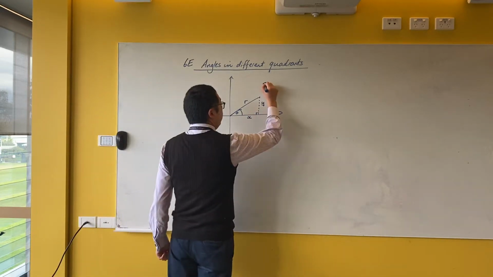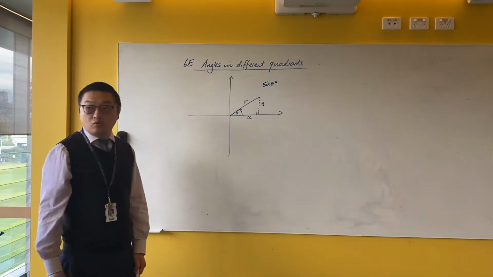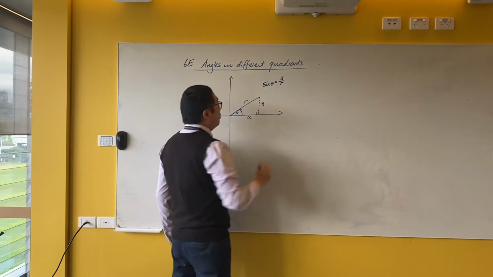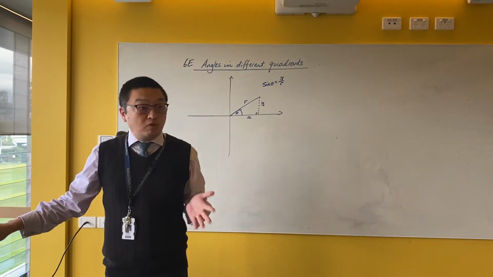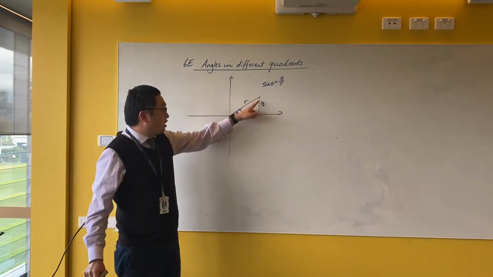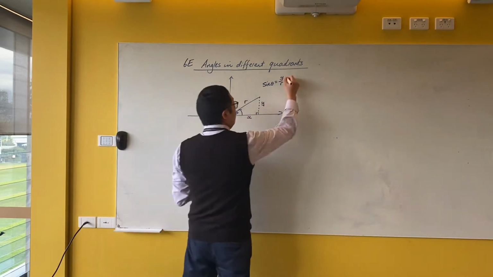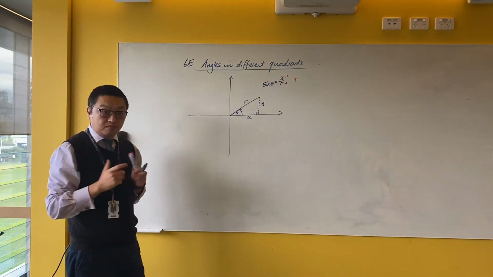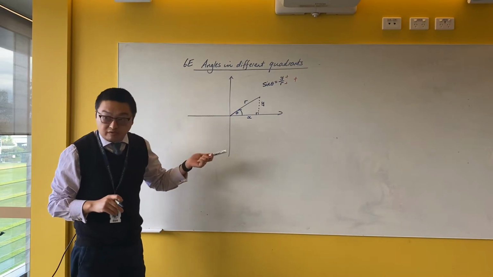Let's look at sine first. Sine theta is equal to y over r. Now, when we discuss this topic, we're not only interested in the ratio, we're interested in whether it's positive or negative. So y is positive, r is positive. Positive divided by positive is going to be positive. So we say that sine in the first quadrant is positive.